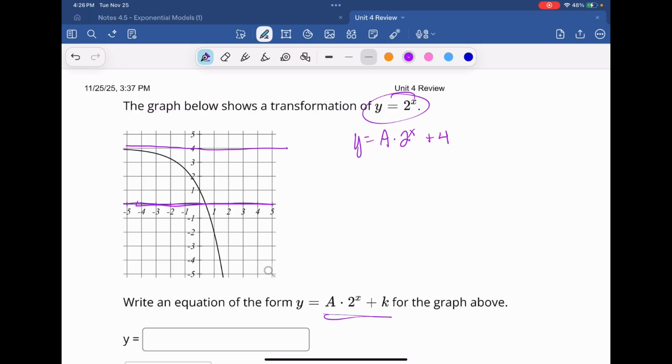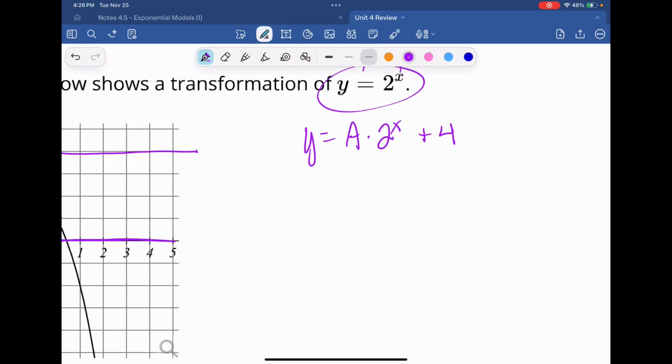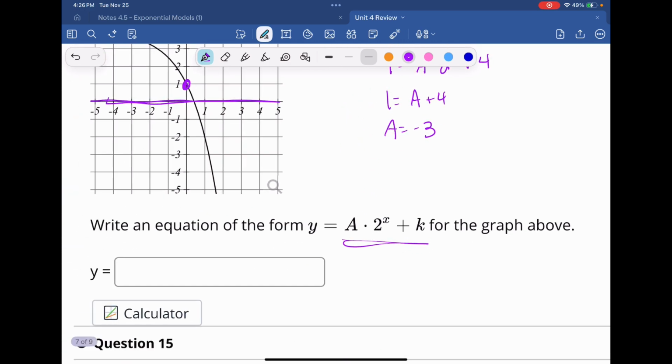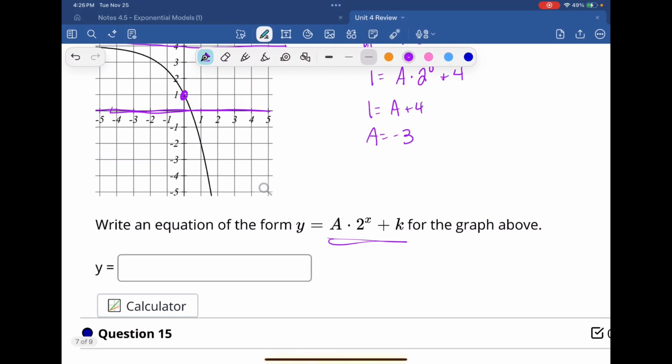I do have a key point right here, and I'm going to use this key point because its x-coordinate is 0. Why that's important is because I can plug them in. So y is 1, x is 0, and I can use it to solve for a. Anything to the 0 power is 1, which means a is -3. So y equals -3 times 2 to the x plus 4.